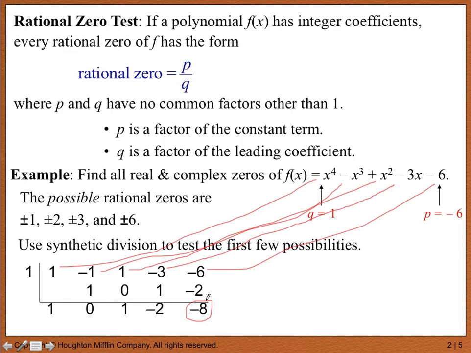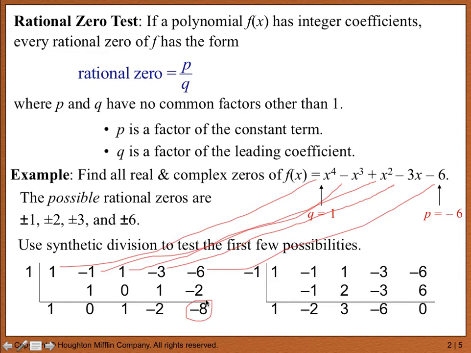Now we have to test negative 1. And so doing synthetic division on negative 1, we get this. We divide negative 1 into it, and we end up with a nice 0 remainder. And what that means then is negative 1 is a 0.